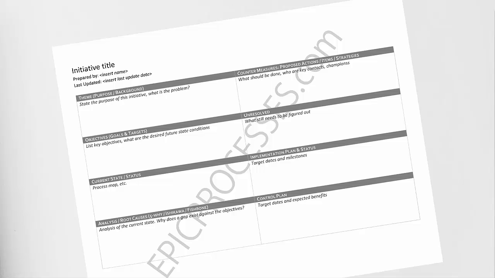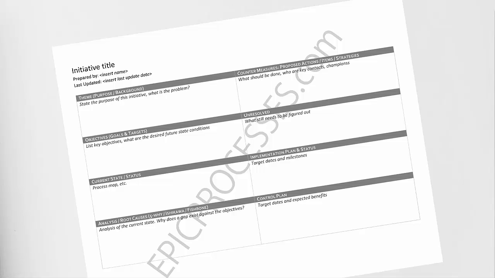You're going to see that the metrics listed on our template here have that theme and purpose, so listing what your background is, what exactly your initiative is trying to solve, what the problem is, followed by your objectives, so you're outlining your goals and your targets, listing the key objectives, so what your desired future state conditions are, and how you're going to be measuring success. Then your current state status. This could take a look at what your current state is from perhaps process mapping, your procedures. It could also be interviews, but just really trying to clearly articulate what your current state looks like.